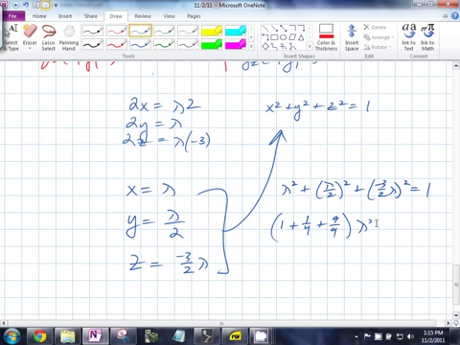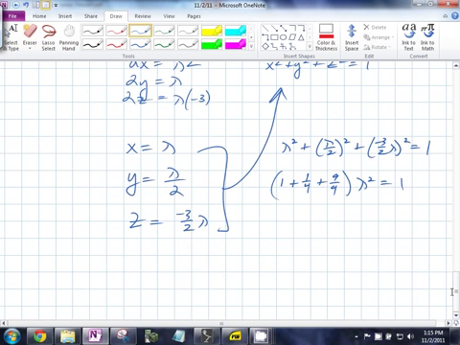So what is that? 14 fourths? 14 fourths, 7 halves. So lambda squared is equal to 2 sevenths. So what's lambda equal to? Plus or minus root 2 over 7. Okay, I like that.